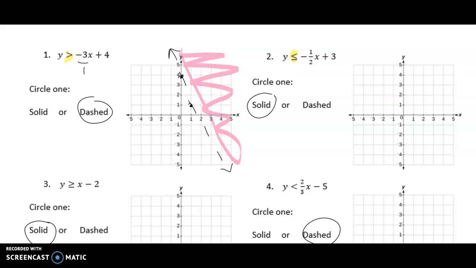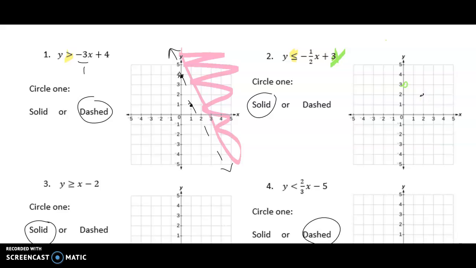y is less than or equal to negative 1/2 x plus 3. My y-intercept is 3, so I'm going to super quick draw my little dot. Now, my slope is negative 1 over 2, which means I'm going to go down 1, to the right 1, 2. I'm going to draw that little dot. It's a little bit ugly, but that's okay.